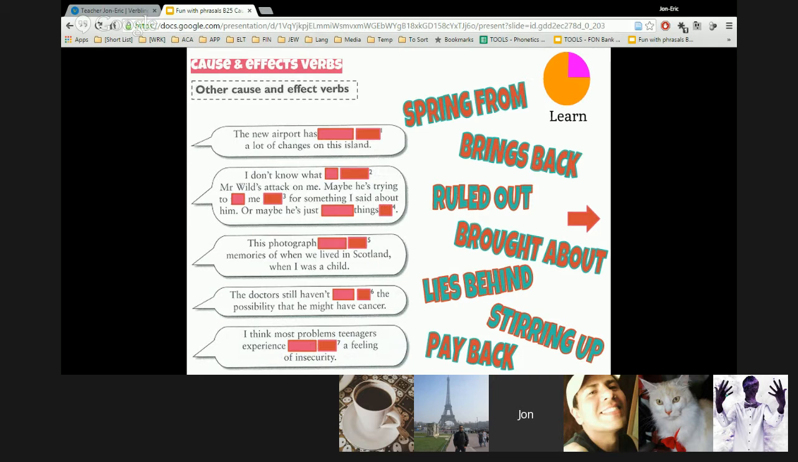The new airport has brought about a lot of changes. Because of the airport, maybe there are new jobs. That's one of the changes that has been brought about. Because of the airport, there's a lot of noise. That's one of the new changes. Okay, so brought about works. That's it. We're on to Mr. Marcus.